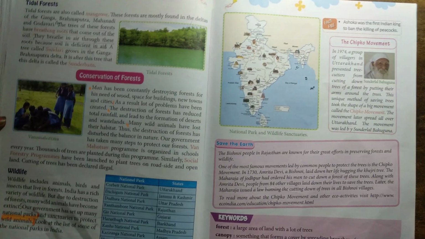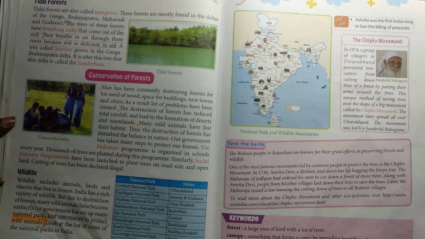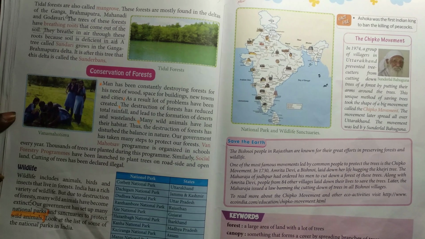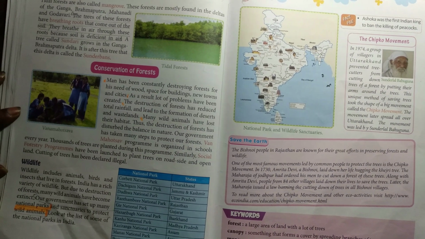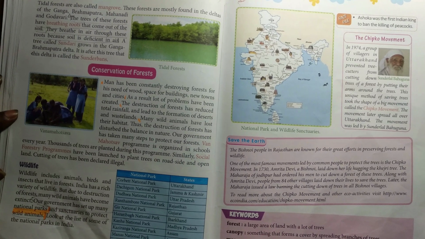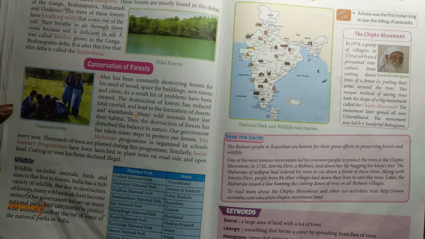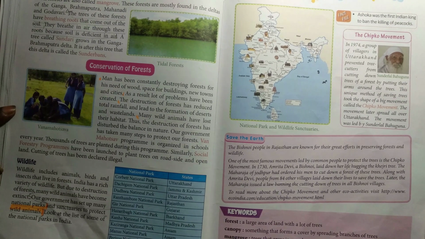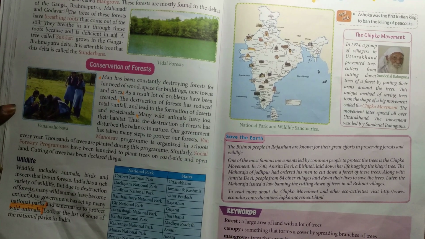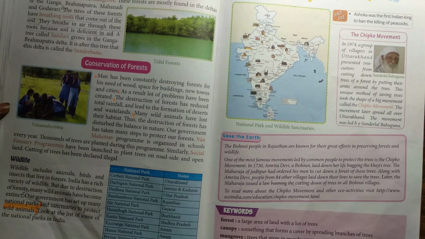The Chipko movement. In 1974, a group of villagers in Uttarakhand prevented tree cutters from cutting down trees of the forest by putting their arms around the trees. This unique method of saving trees took the shape of a big movement called the Chipko movement. The movement later spread all over Uttarakhand. The movement was led by Sundarlal Bahuguna.